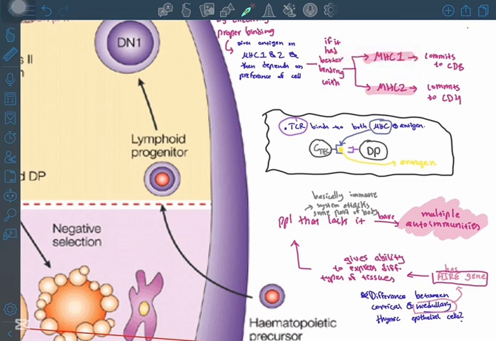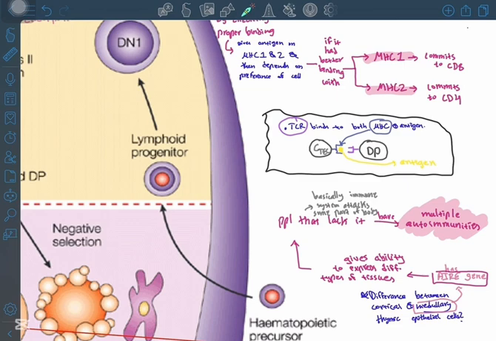What does this mean? It means if it binds strongly with MHC1, it's going to commit onto being a cytotoxic T cell, which is CD8. Okay, what if it binds more strongly to MHC2? That means it's going to commit onto being CD4, which is helper T cell. So it all depends on the binding.